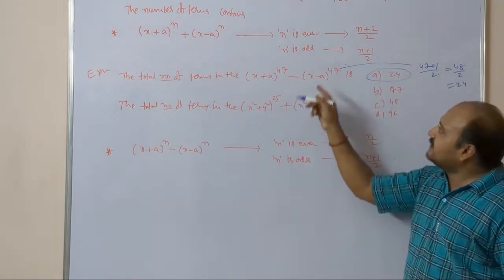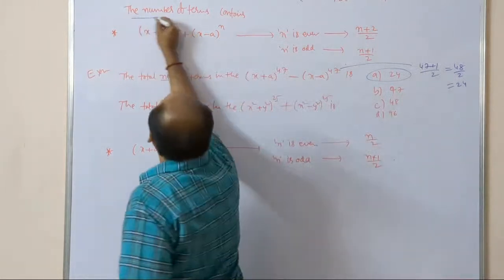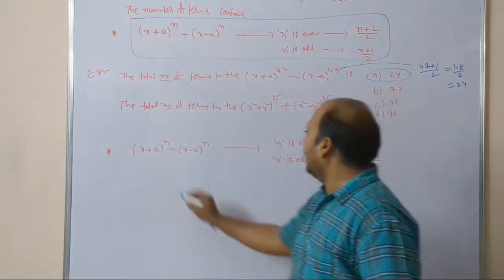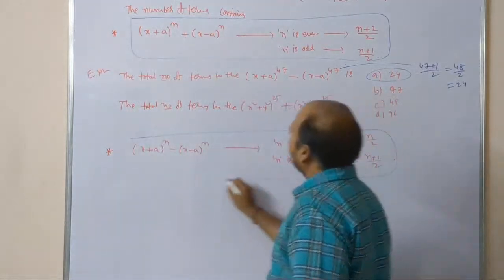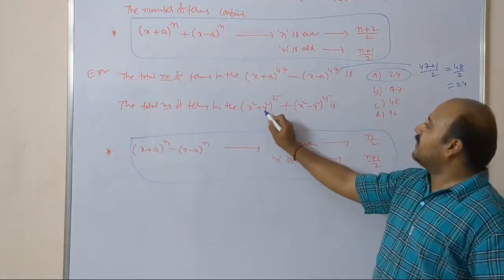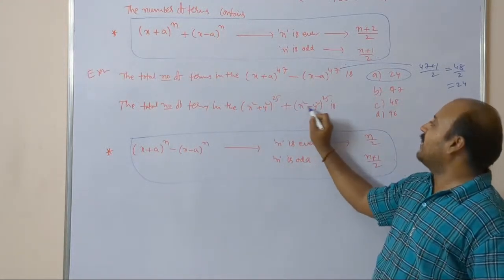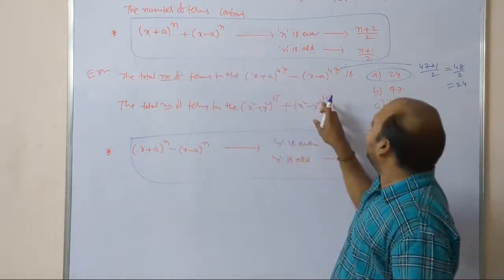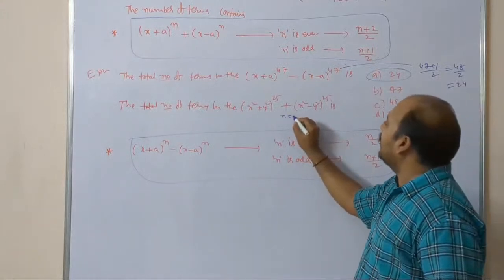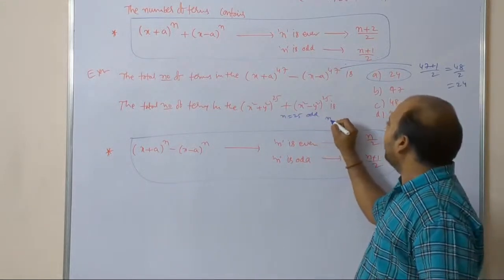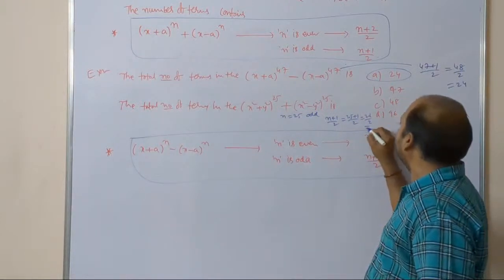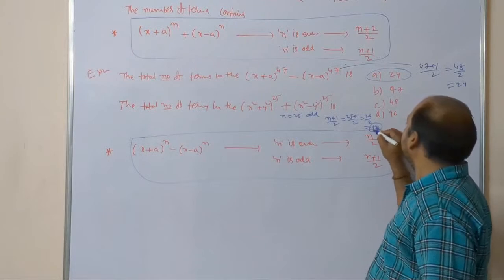You need to practice these formulas, dear students. Formulas related to this one. And this one related to this. So this question is x plus a whole power n plus x minus a whole power n. Come to here. N is 25 is odd number, n plus 1 by 2. So n is equal to 25 here, odd. So n plus 1 by 2. So 25 plus 1 by 2, 26 by 2, this is 13. So the number of terms in this is 13.